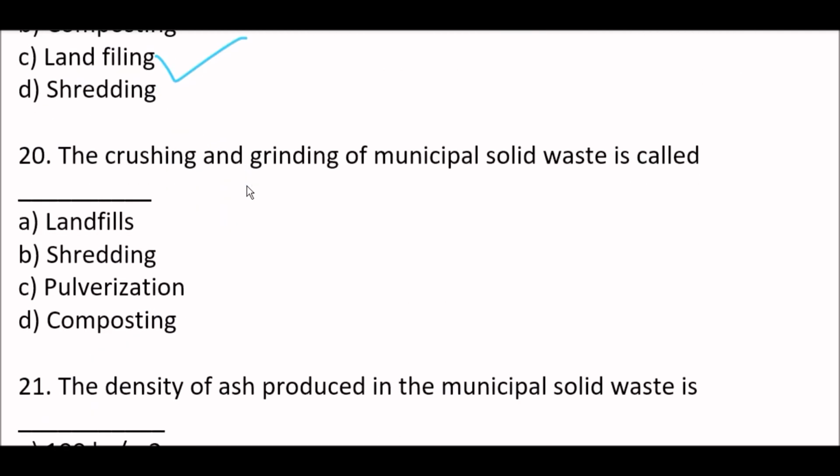Okay, next question. The crushing and grinding of municipal solid waste is called option A, landfills. Option B, shredding. Option C, pulverization. Option D, composting. Right answer is option B, shredding. The crushing and grinding of municipal solid waste is called shredding.